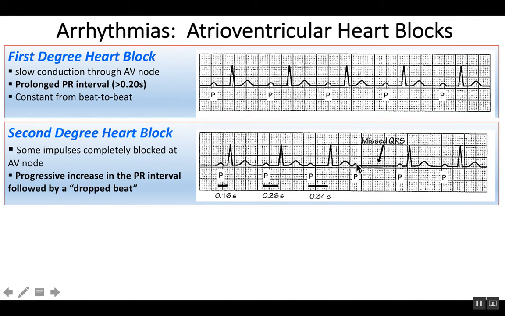So there's the P wave. But right here, following a P wave should have been a QRS, and then there should have been a T, and then there's another cycle after. So when there's a missed beat or a dropped beat, we often call those second degree heart blocks.